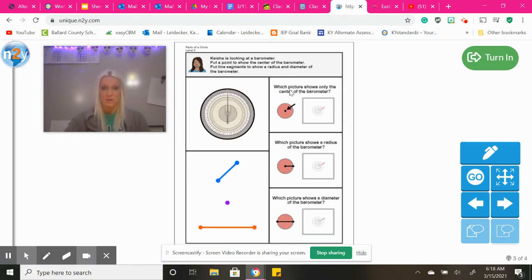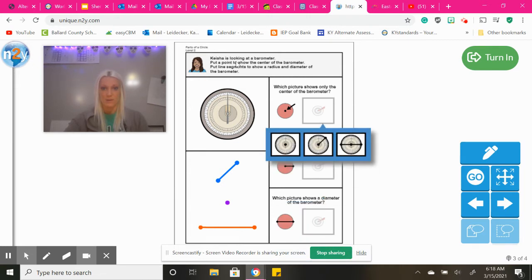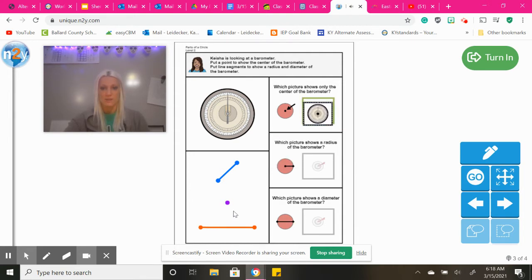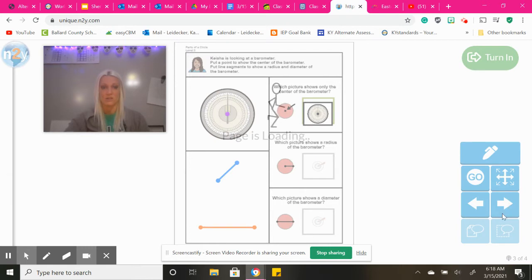And then again as well, which picture shows only the center of the barometer? It says Keisha is looking at a barometer. Put a point to show the center of the barometer. Put a line segment to show the radius and diameter of the barometer. So here we have our center, and then we put our center here, okay? So you follow the directions for what it is asking you to label.